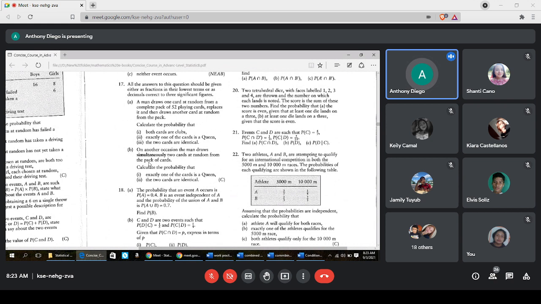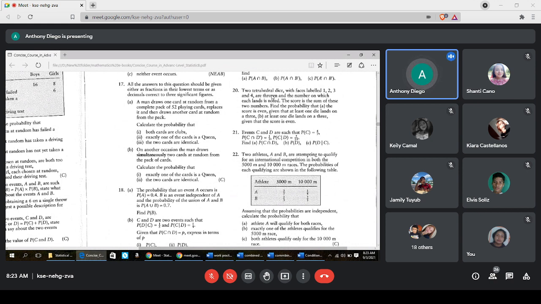Okay, let's look at question number 17. In fact, let's look at question number 20 before we get back to 17. How would we attempt that question? It said two tetrahedral dice with faces labeled 1, 2, 3, and 4 are shown, and the number on which each lands is noted. The score is the sum of these two numbers.